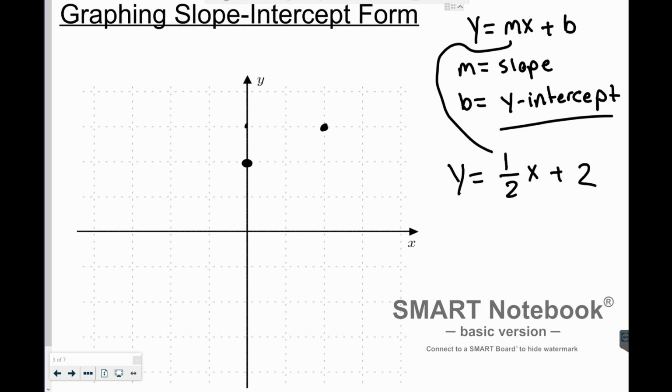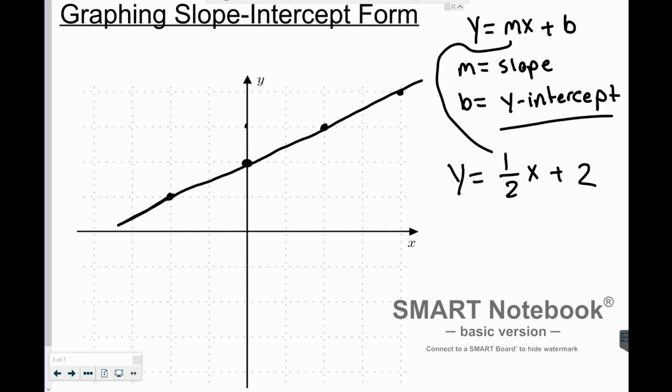And you can do this again, up 1 over 2. And you can go in the opposite direction, backwards 1, or backwards 2 and down 1, or you could say down 1 and backwards 2. Because remember, your rise is top. Then we can connect these points to get a beautiful line.